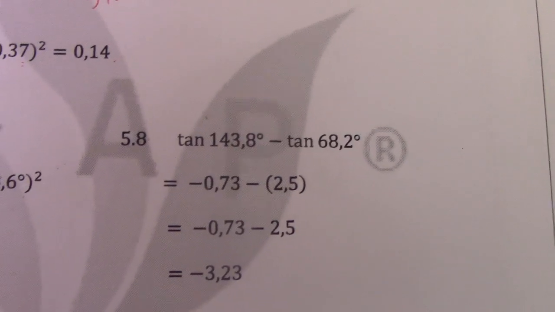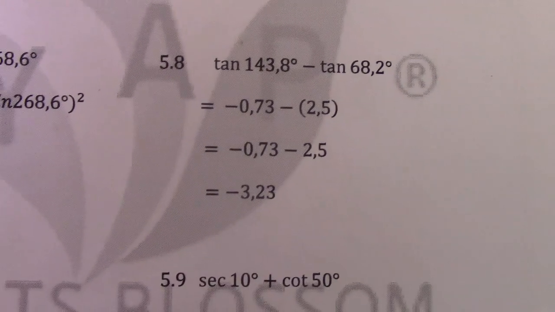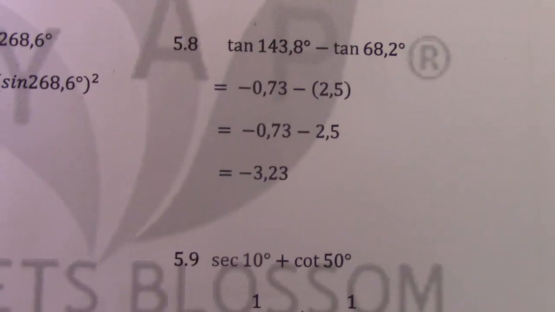If I look at tan 143.8, if I punch it into the calculator, I get minus 0.73. If I press in tan 68.2, that gives me 2.5. From there, add the two values together, and I get minus 3.23.